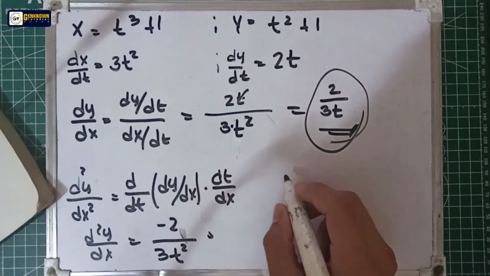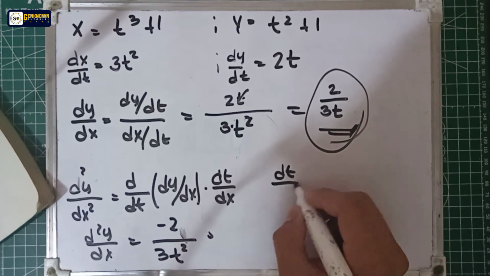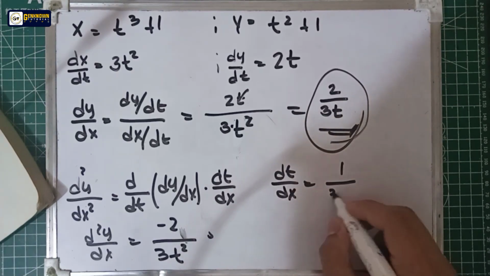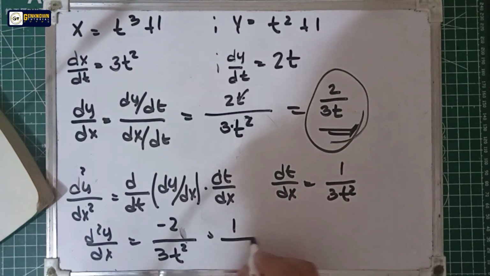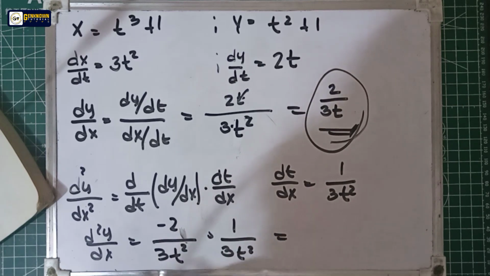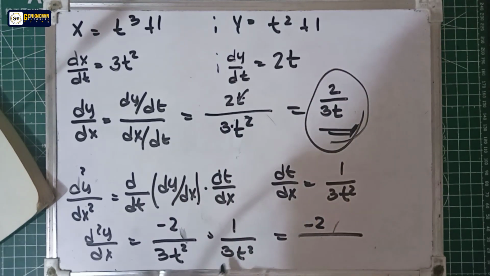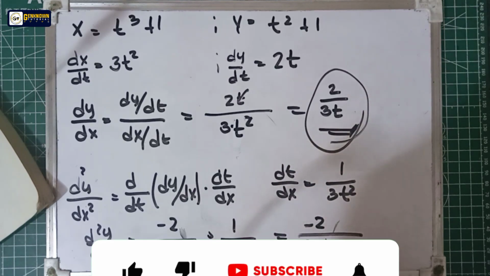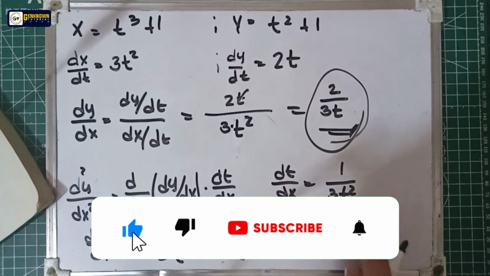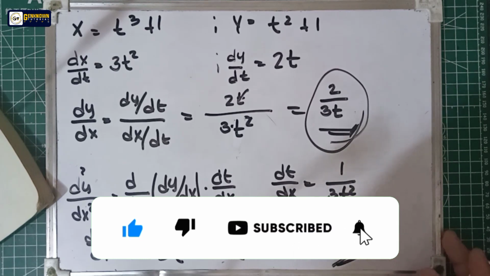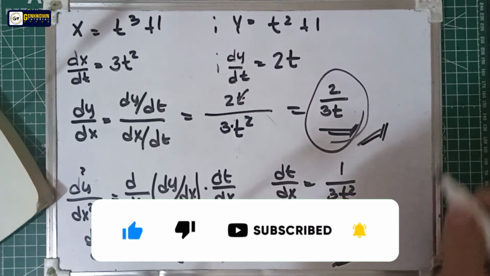So the inverse of dx over dt is just dt over dx, which is equal to 1 over 3t squared. So overall, the second parametric derivative of this given function is equal to negative 2 over 3 multiplied by 3, which is 9, t squared multiplied by t squared is t to the 4th power. So this is the final answer for the second derivative, and this is for the first derivative.